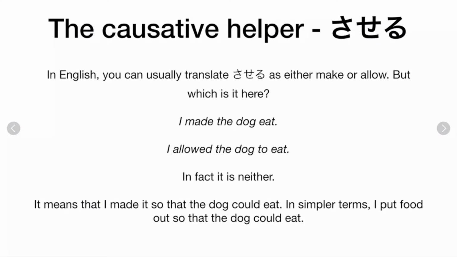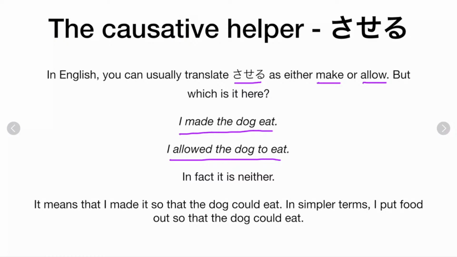So generally in English, you would translate saseru in two ways in natural English. There's either you made them do something or you allowed them to do something. And it's like, well, which is it? Did you make the dog eat? Like, did you force it to eat? Or did you allow the dog to eat? Did you give it permission to eat? Right?